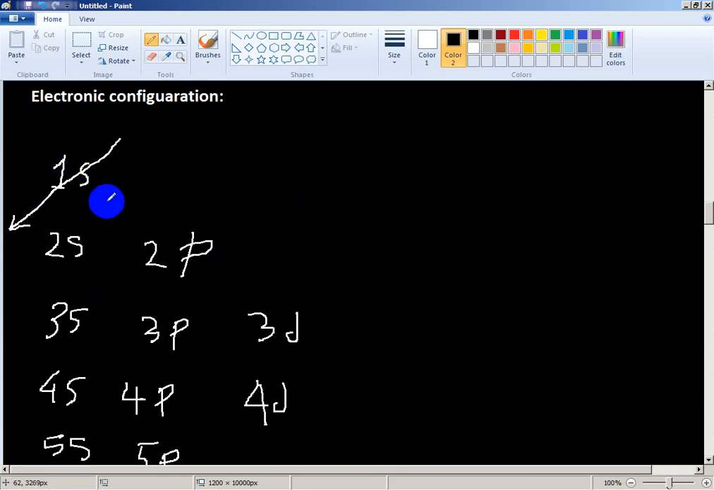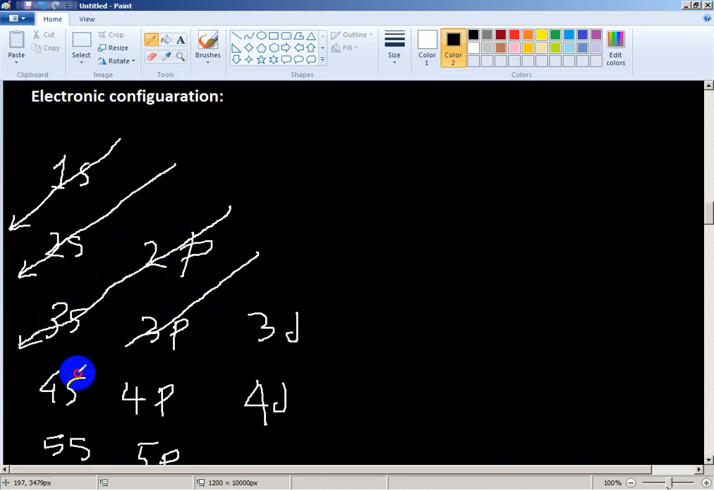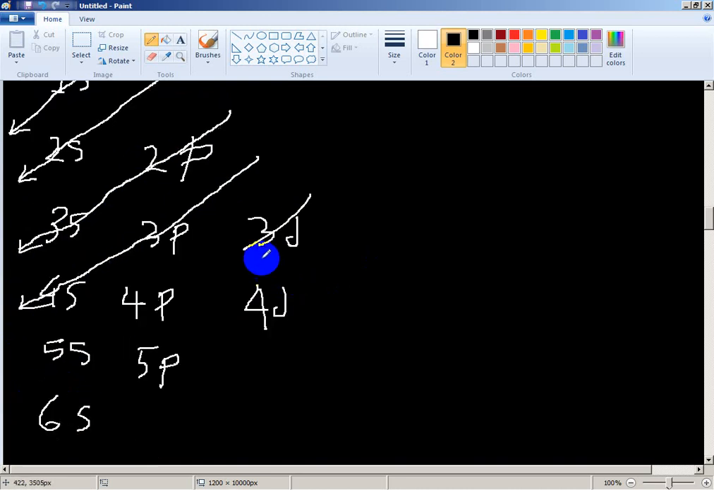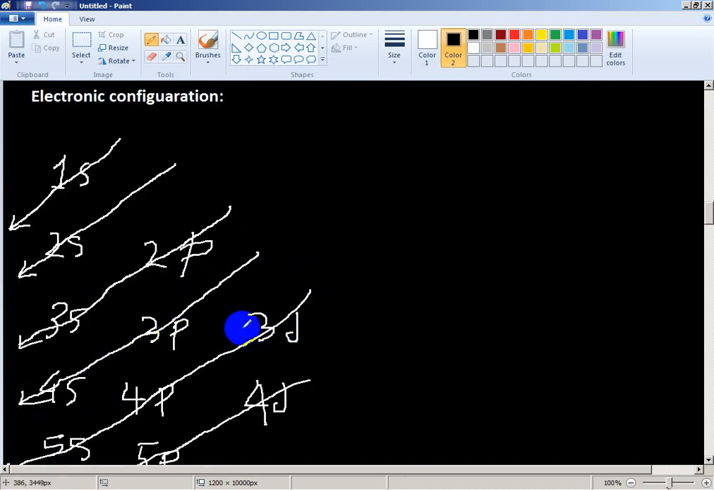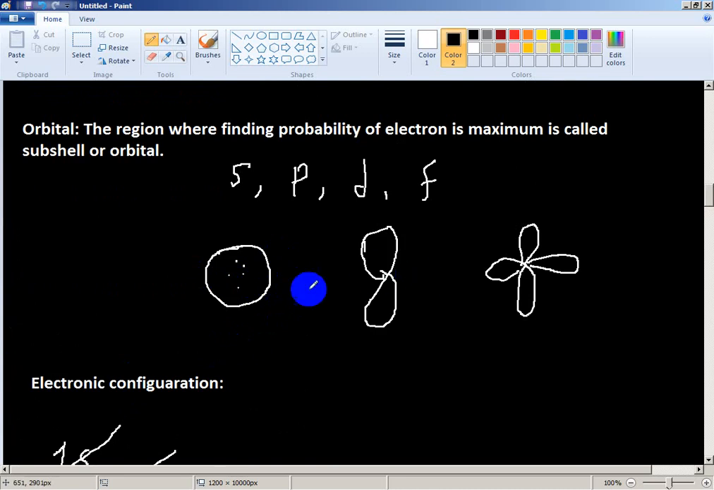Electrons at first enter the 1s orbital, then the 2s orbital, then the 2p orbital. Then 3s orbital, then 3p orbital, then 4s orbital, then 3d orbital, then 4p orbital, then 5s orbital, then 4d orbital, then 5p orbital, then 6s orbital. So electrons first enter 1s, then 2s, 2p, then 3s, 3p, 3d.